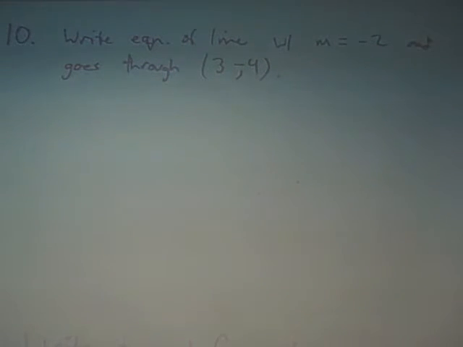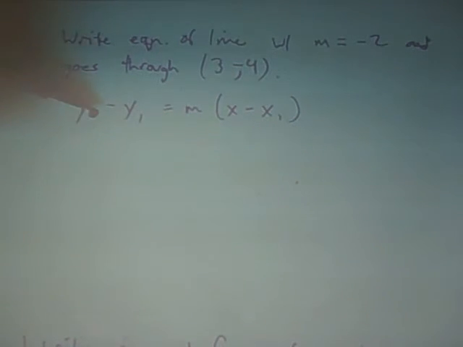Number 10, write the equation of the line that has slope -2 and goes through (3, -4). What we're going to do is use the point-slope form of a line. That's the easiest way to write that. So it's y minus y1 equals m times x minus x1. You can write it the other way, but I think this is typically what people do.